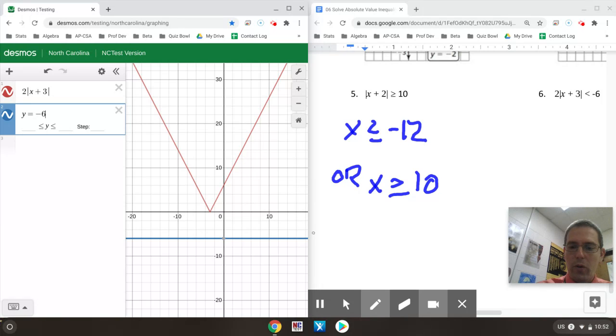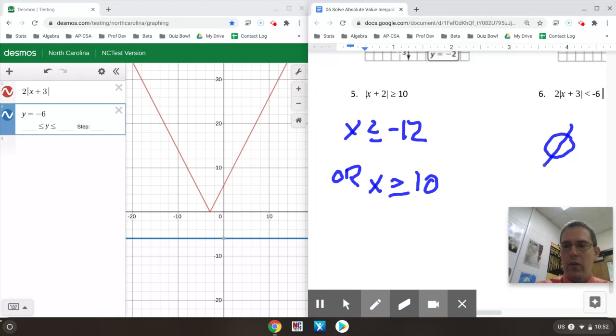The shortcut way to do no solution is just with a little empty set symbol there, like a 0 with a slash through it, means the empty set. That means there is no solution. So you can write the words no solution. You can give me the empty set symbol. That would be acceptable. So do be careful for those weird ones like number 3 or number 6, where either the whole graph or none of the graph is above or below.